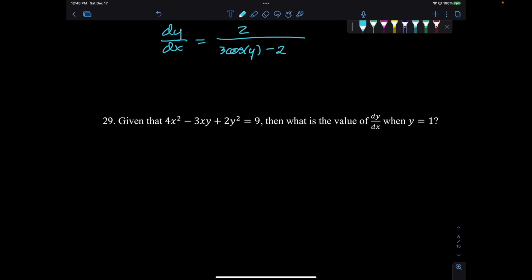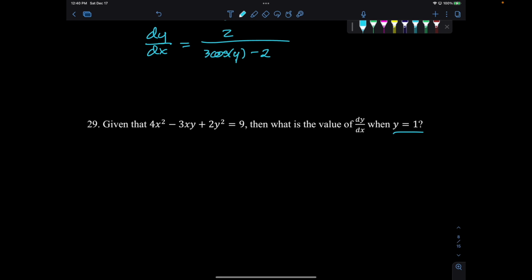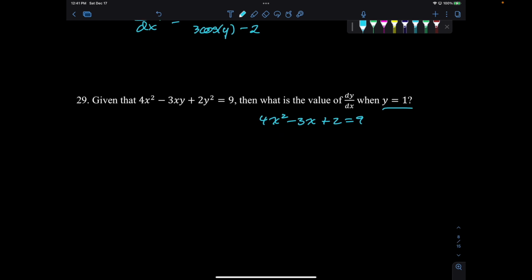Given that 4x squared minus 3xy plus 2y squared equals 9, what is the value of dy/dx when y is equal to 1? All right, so we have to do a calculus problem and an algebra problem. Which do we want to do first? I kind of want to do the calculus first, but we're going to need the algebra. So when y is equal to 1, I'm going to figure out what x is. So 4x squared minus 3x times 1 plus 2 times 1 squared is 9. So 4x squared minus 3x minus 7 is 0.